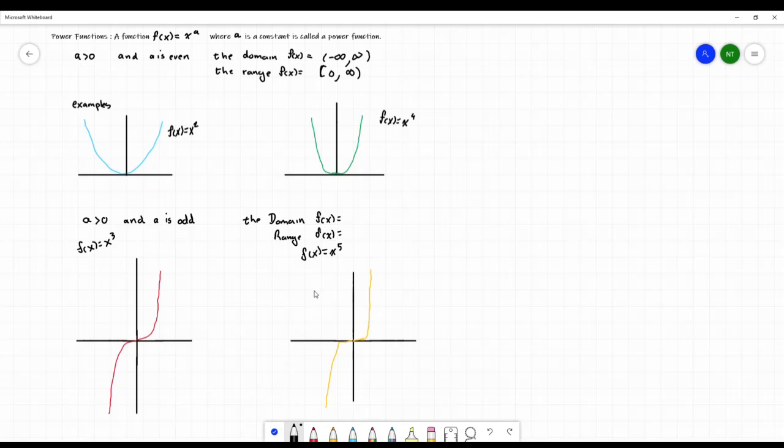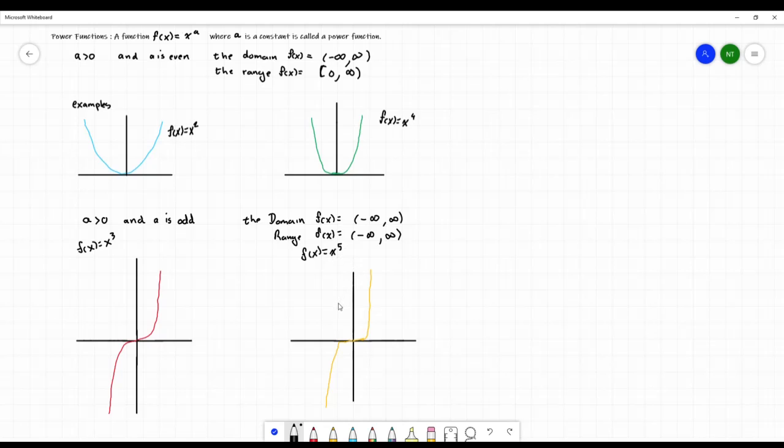Okay? So when a is greater than 0 and a is odd, the domain is still minus infinity to infinity, because you could put whatever value of x in there. But the range also is minus infinity to infinity because, as we've seen before as well, x cubed returns a negative value when we put in a negative value and a positive value when we put in a positive value. The same is true for any x to the power a where a is odd, okay?